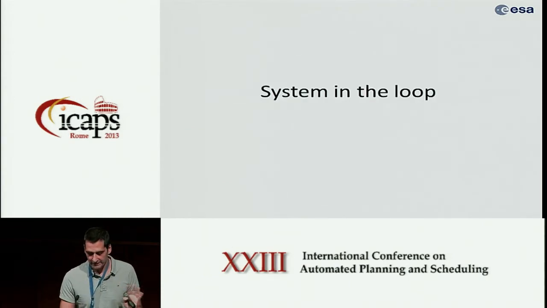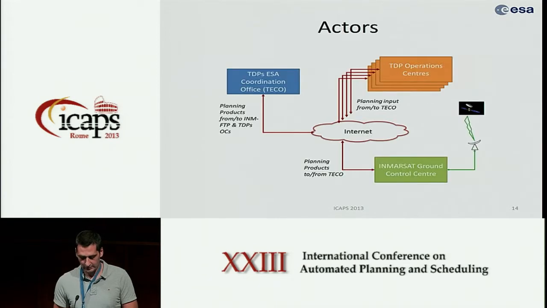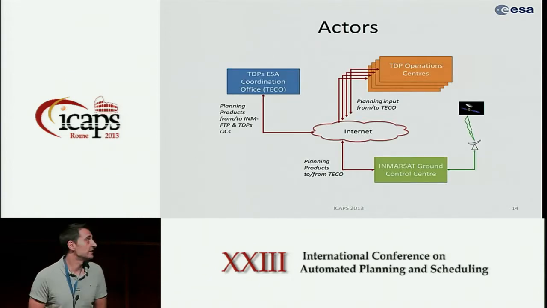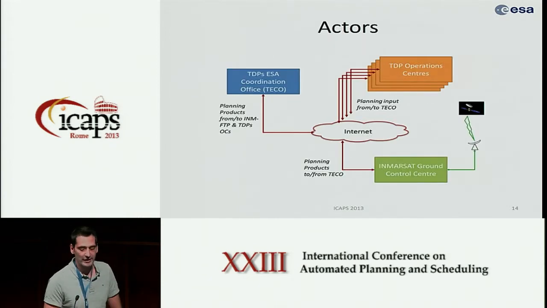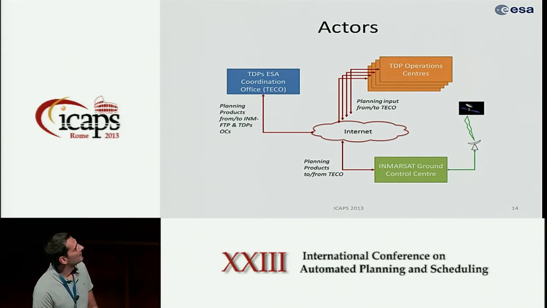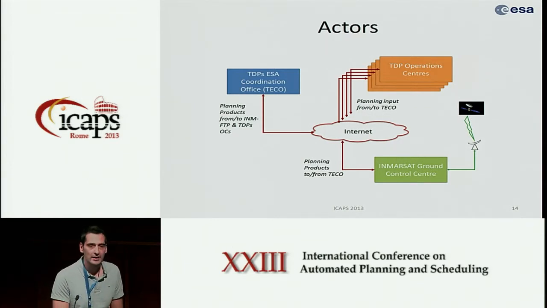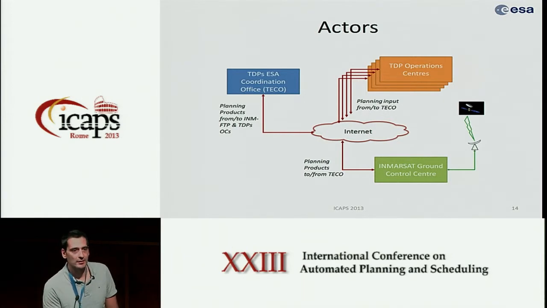So this is a brief overview on the problem we solved. But now I move to the system, how we input the system into the operational loop. Just a bit of the big picture, which are the actors in the loop. We have the entities here that are actually the scientists that are generating requests for experiments on their own payloads.